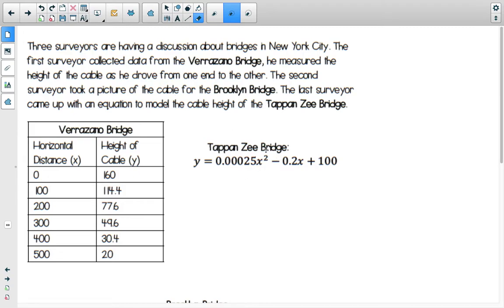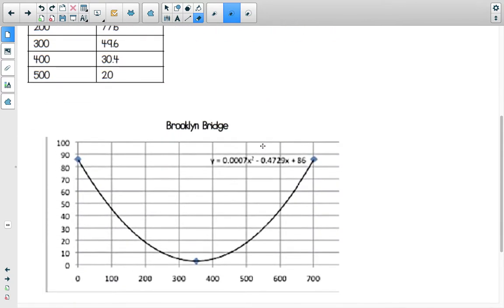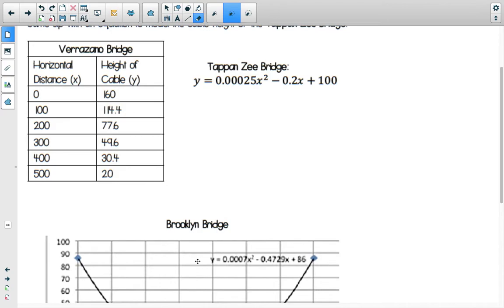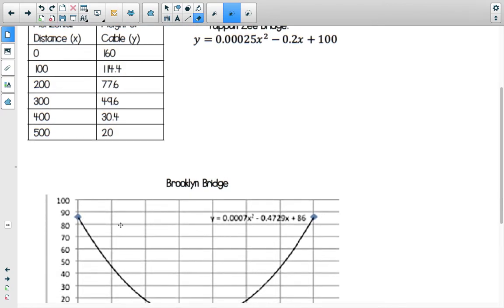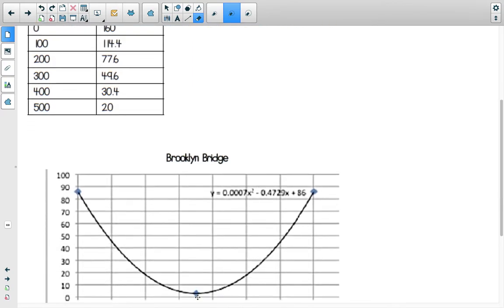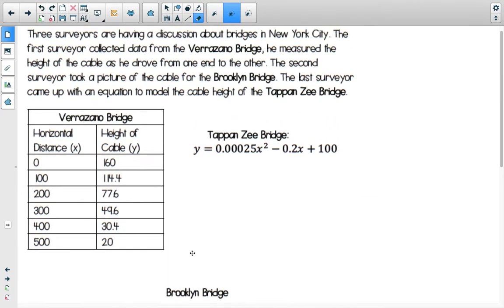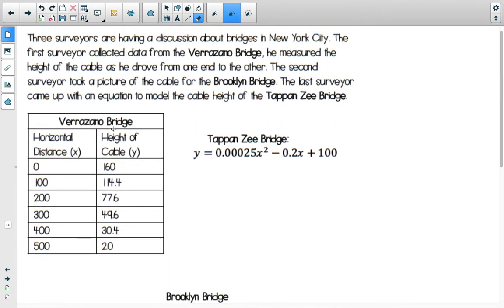For the Taponzi Bridge, we have the equation, so we can type that in and find all the information. But for the Brooklyn Bridge, we are given a picture, and we're also given an equation. So we can find the actual coordinates of the y-intercept, the mirror, and the vertex. So let's go and find the information for the Verrazano Bridge.